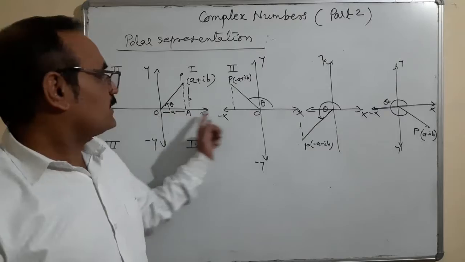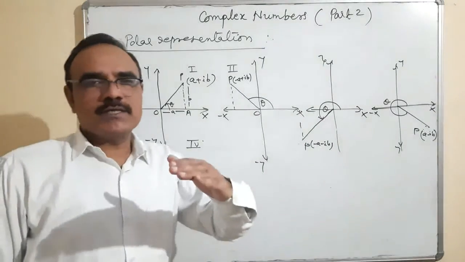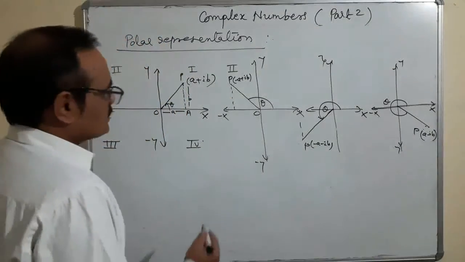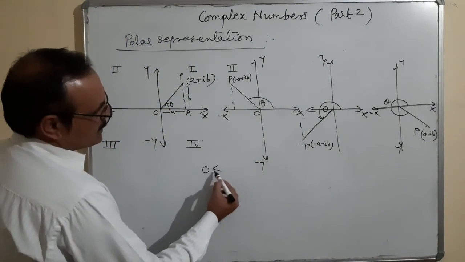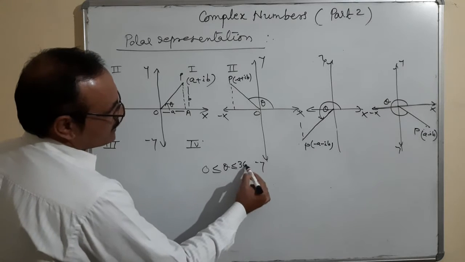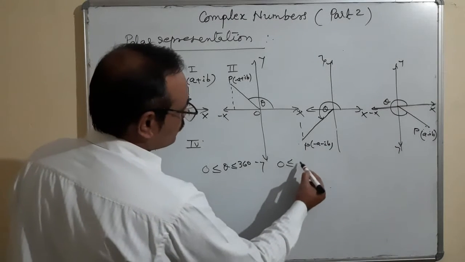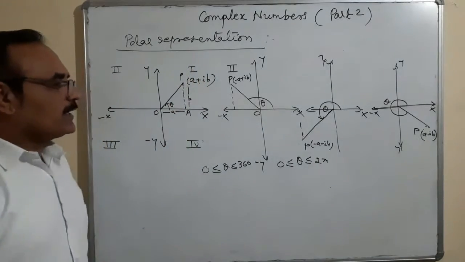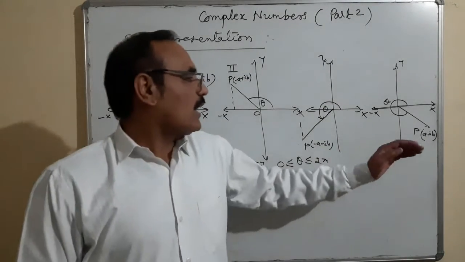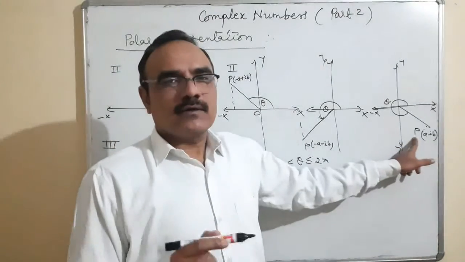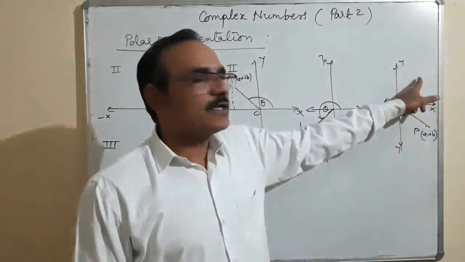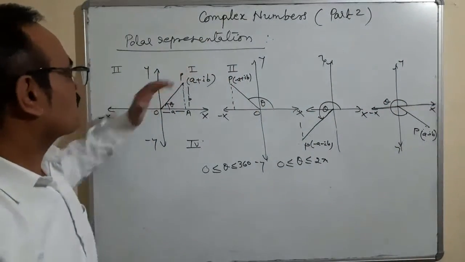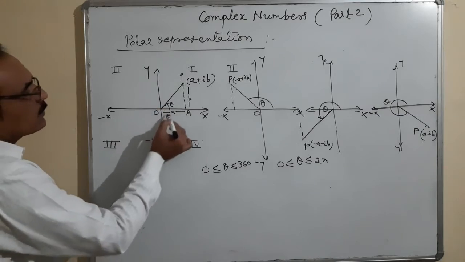You can see in these four diagrams that the value of theta starts from 0 and goes up to 360. So theta lies between 0 less than or equal to theta less than or equal to 360, or 0 less than or equal to theta less than or equal to 2 pi, in radian form. But here, suppose again this complex number comes in the first quadrant. Then the value is the same. Suppose this situation comes here, but if it rotates like that, then what does it mean?